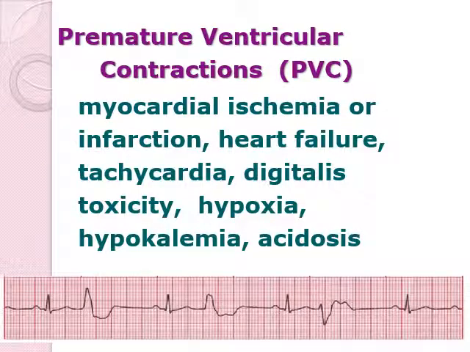Let's talk about PVC or premature ventricular contractions. This is usually caused by myocardial ischemia, infarction, heart failure, tachycardia, digitalis toxicity, hypoxia, hypokalemia, and acidosis. As you can see, there is a premature ventricular contraction, a contraction that occurred earlier than it's expected to be. If you look at this ECG tracing, you have your PQRS, and there is an occurrence of an early QRS complex here, hence referred to as premature ventricular contractions.